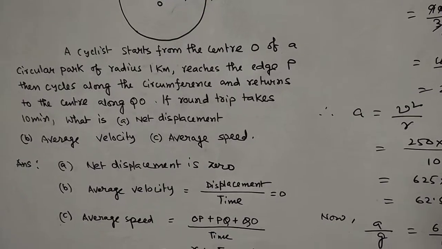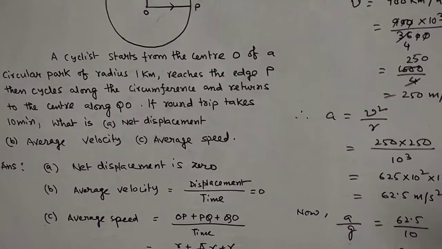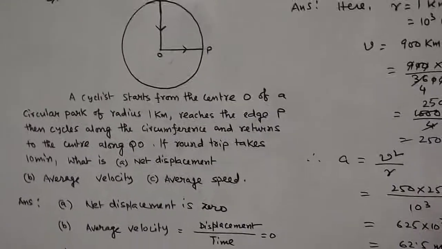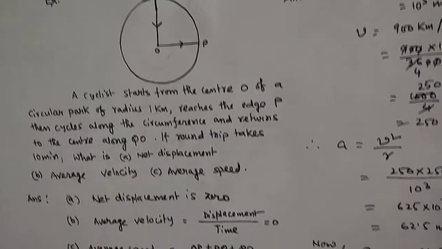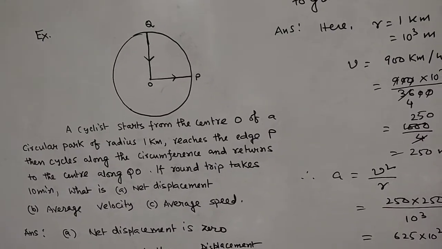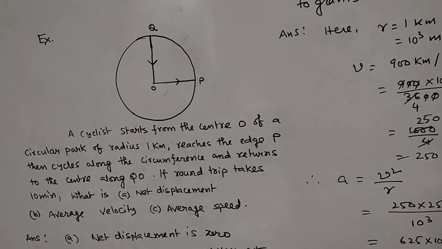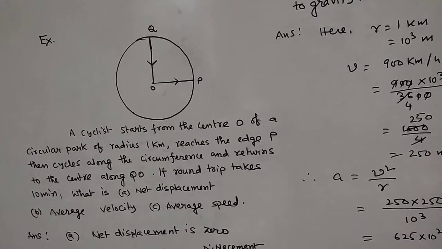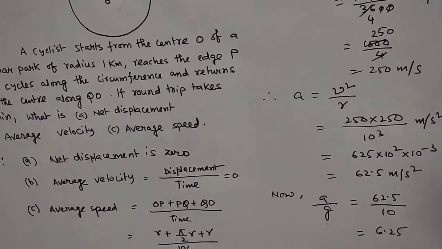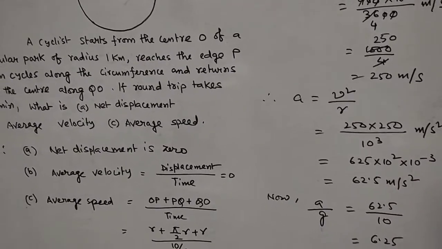Now what is left? The third one, that is number C, average speed. So the average speed formula is total distance by total time. As it starts from O and reaches P, so OP, and then moves along the circumference, not the whole circumference, only part of it. O to P, then P to Q, then Q to O. That is OP plus PQ plus QO divided by total time.